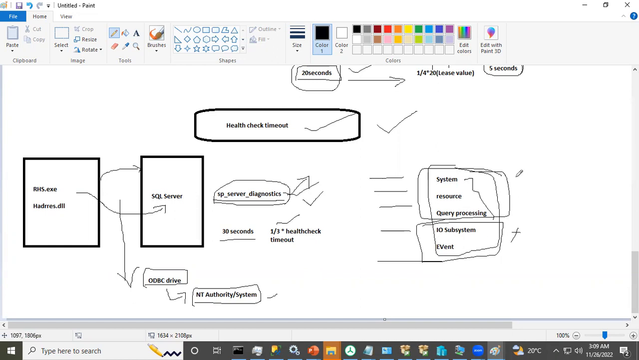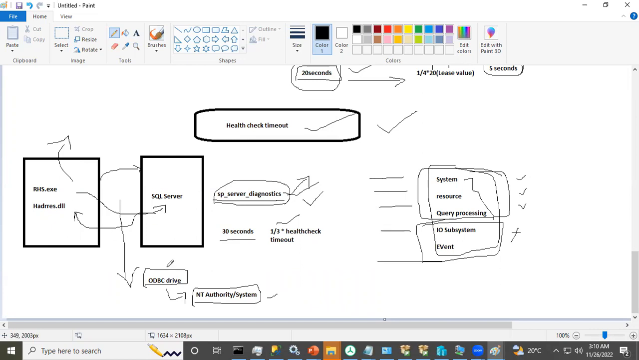Whatever result we have, system, resource, and query processing are the main three events. Based on these three, the failover would be triggered. If any of these are marked as failure, then the same information will be passed to RHS.exe, and RHS.exe will notify the Windows cluster, and the Windows cluster will trigger a failover.